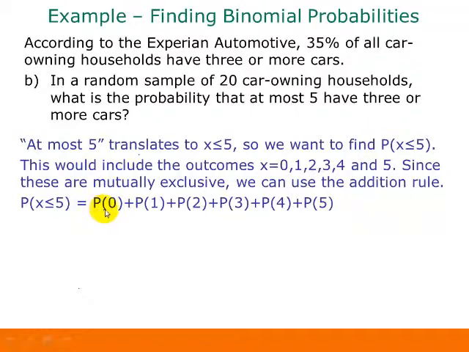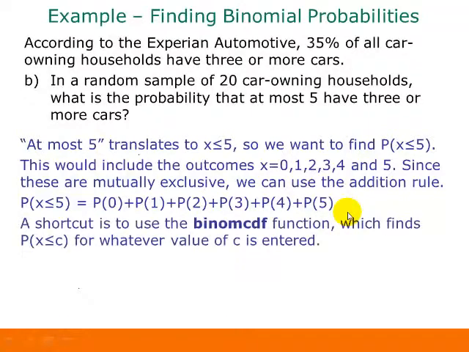This would mean you'd have to put in binom PDF and put in 0 for x. Here you'd put in 1 for x, 2, 3, 4, and 5. So you'd have to do that function 6 different times and then add all the results together. That's kind of a lot of work. So there is a shortcut.